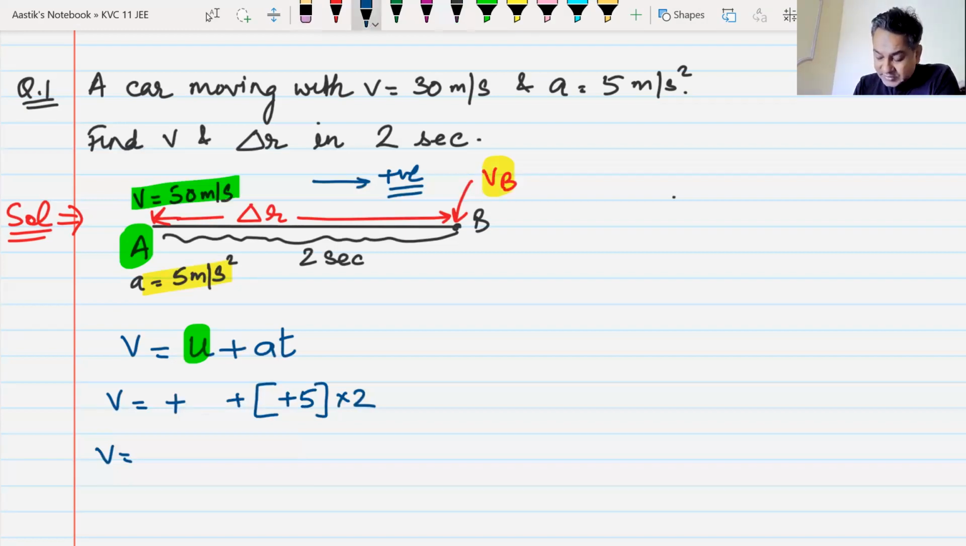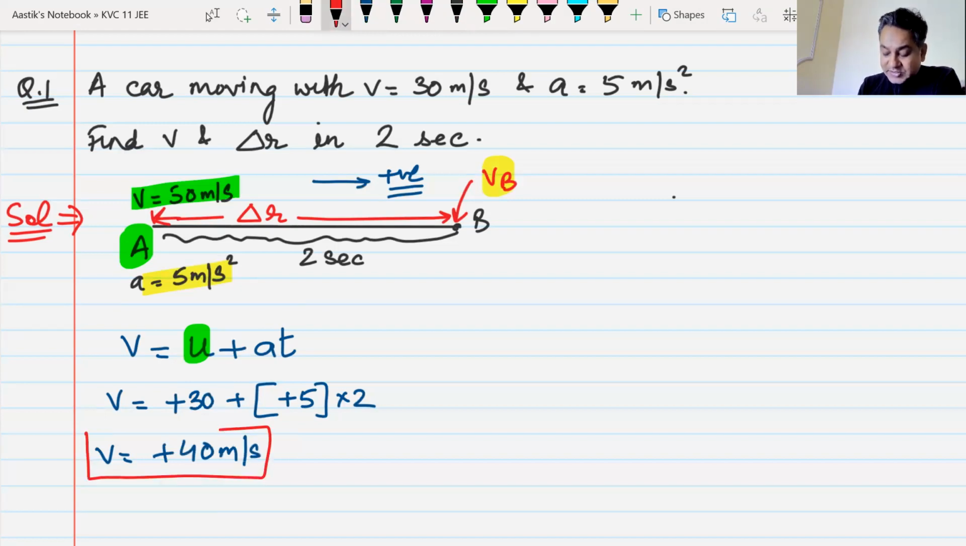So this is plus 30 plus 10. So the final velocity will be plus 40 meter per second. Plus tells me that it is in the same direction. Do we understand this?